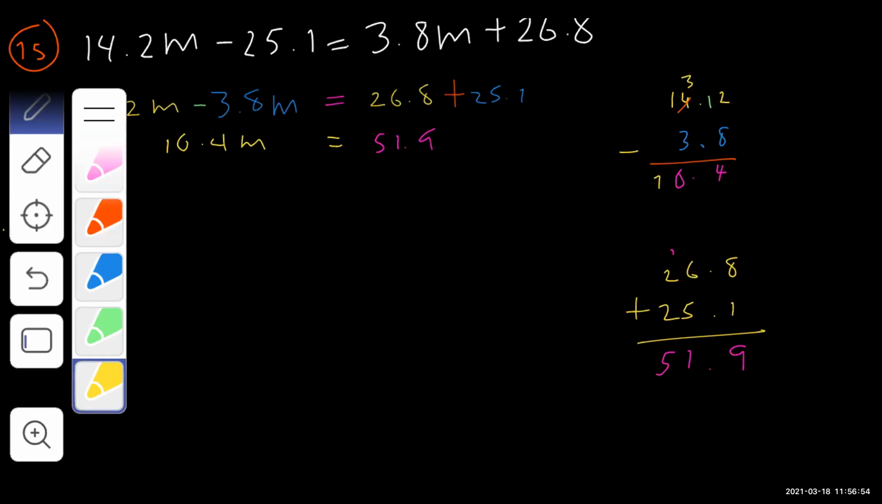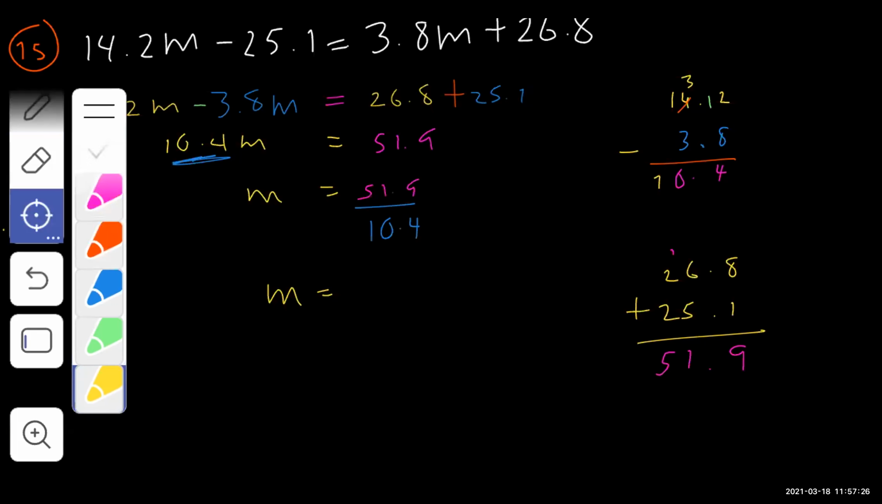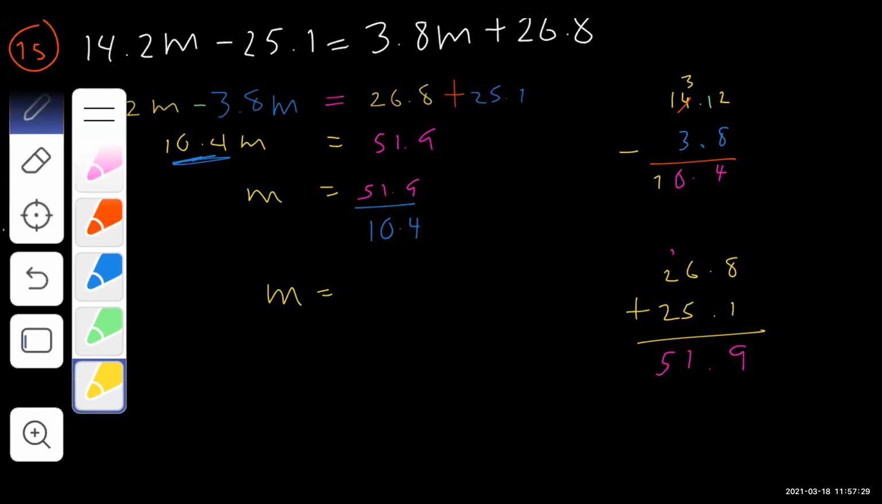Then M needs to be alone, guys. This 51.9, I'm just gonna copy it, 51.9. And this number is multiplying 10.4. On the other side, it's gonna be divided. I didn't make a review about how to divide decimals, but let's use the calculator in this case because we're gonna run out of time. What is 51.9 divided by 10.4 on your calculator?